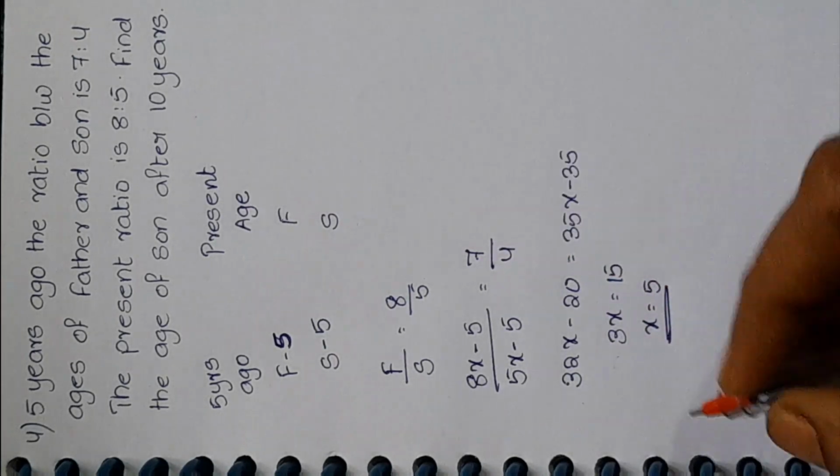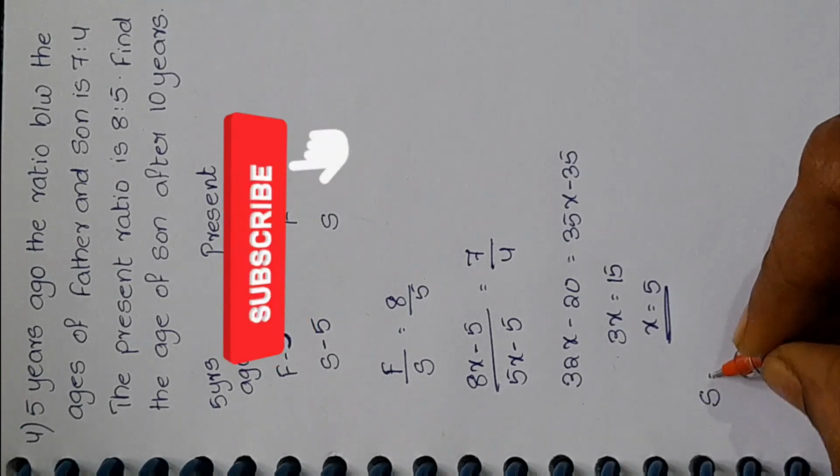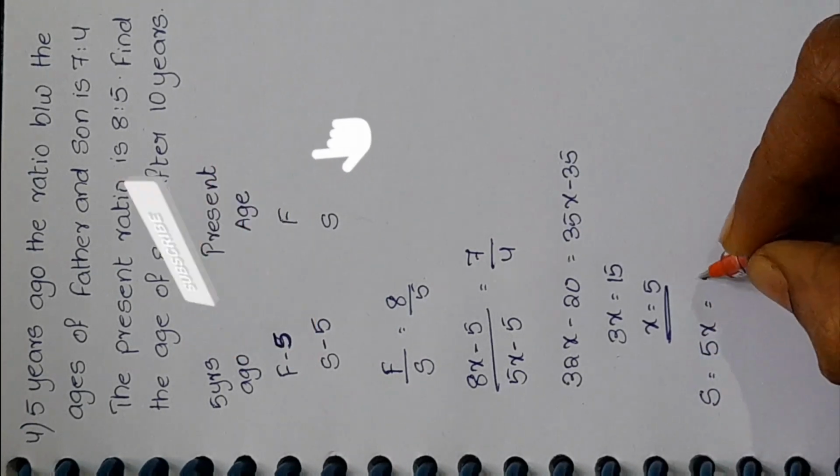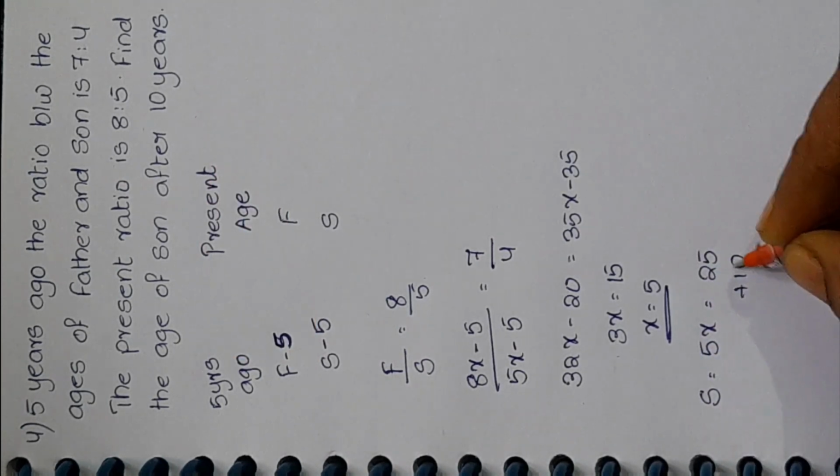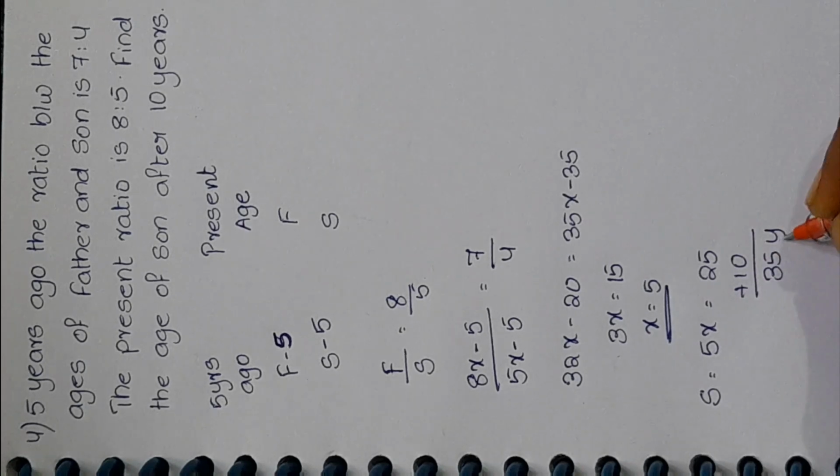So, age of the son after 10 years we should find. So, S is equal to, the present age is 5x, that is 25 years. After 10 years it becomes 35 years.